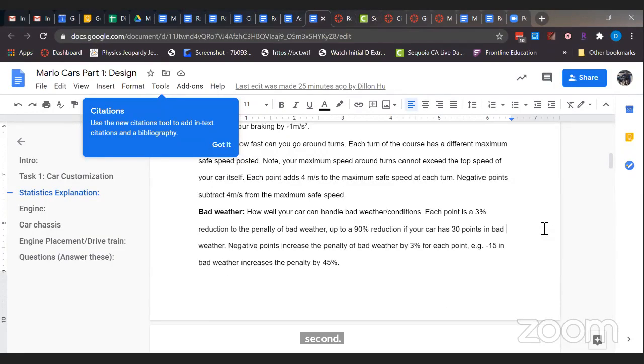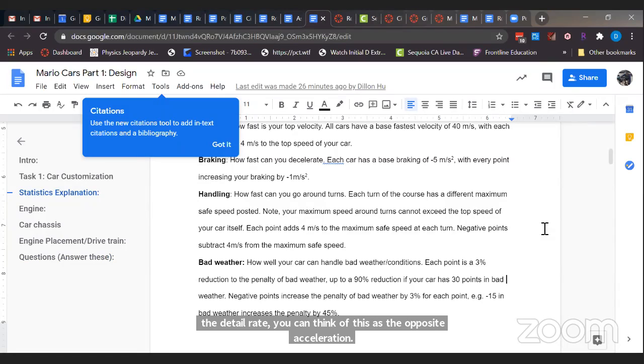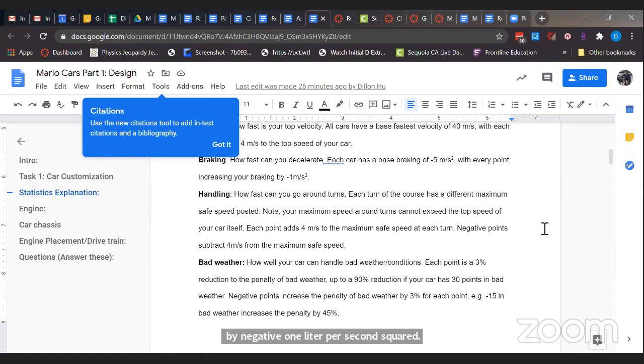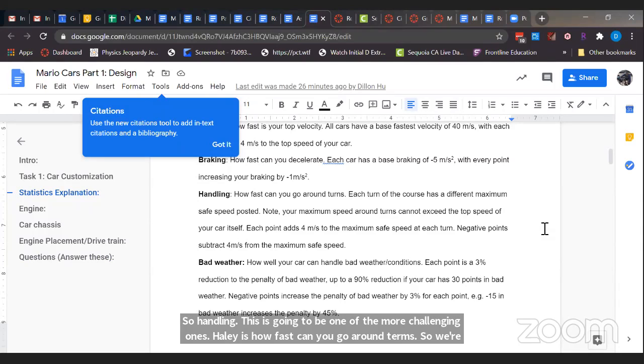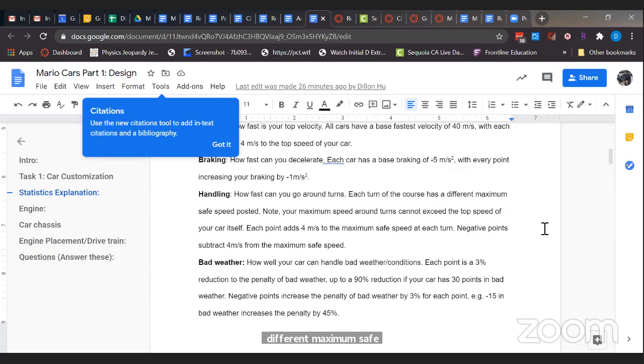So handling, this is going to be one of the more challenging ones. Handling is just how fast you can go around turns. What we're gonna do is analyze a bunch of race courses, and each race course is going to have a different maximum safe speed for each particular turn. The main thing is that your maximum speed around a turn cannot exceed the top speed of your car itself. Each point that you have in handling adds 4 meters per second to the maximum safe speed at each turn. So if the safe speed of the turn is 10 meters per second and you have 1 point in handling, that means your car can go up to 14 meters per second on that turn. And then negative points subtract 4 meters per second from maximum safe speed.